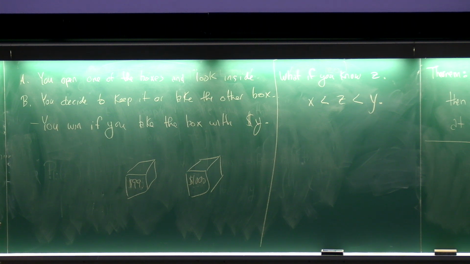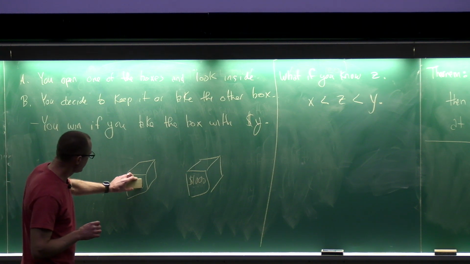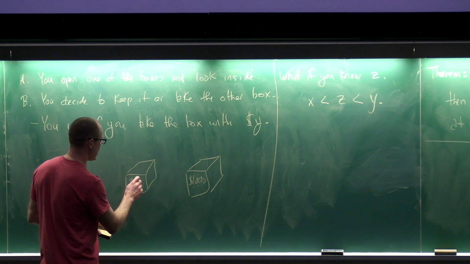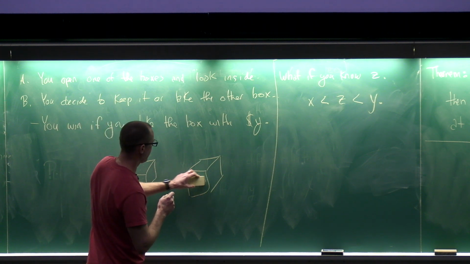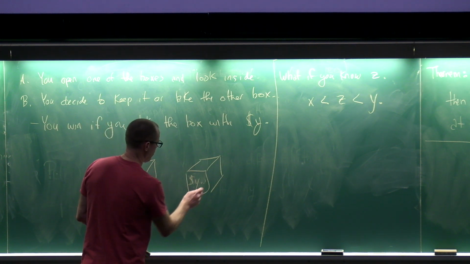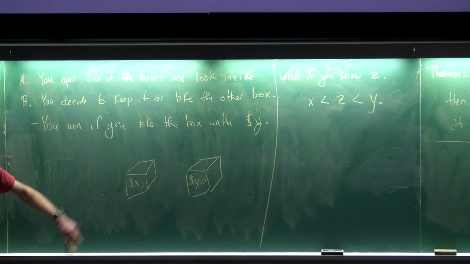What's that? No, there's still only 2 boxes with X. One has X in it, the other has Y. But I've told you, oh yeah, one of the boxes contains less than Z dollars and the other one contains more than Z dollars. What's your strategy? Yep. I open one box, if it's less than Z, then I swap. Yeah. So there's a 100% guaranteed winning strategy.